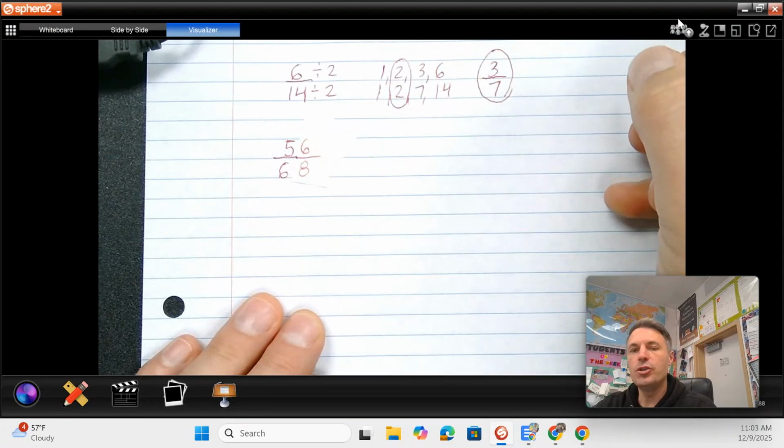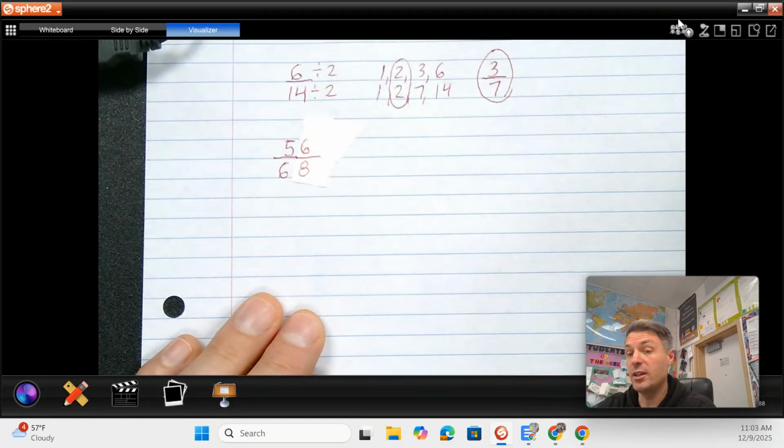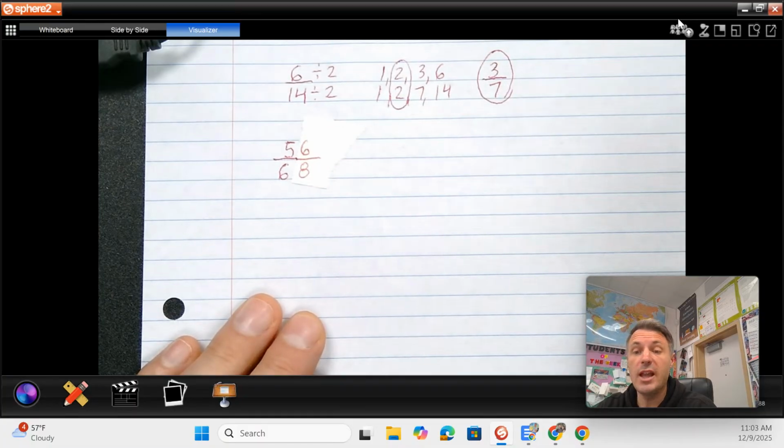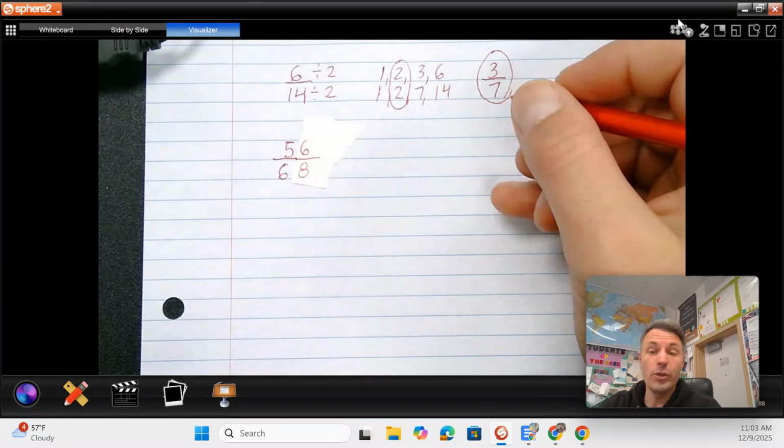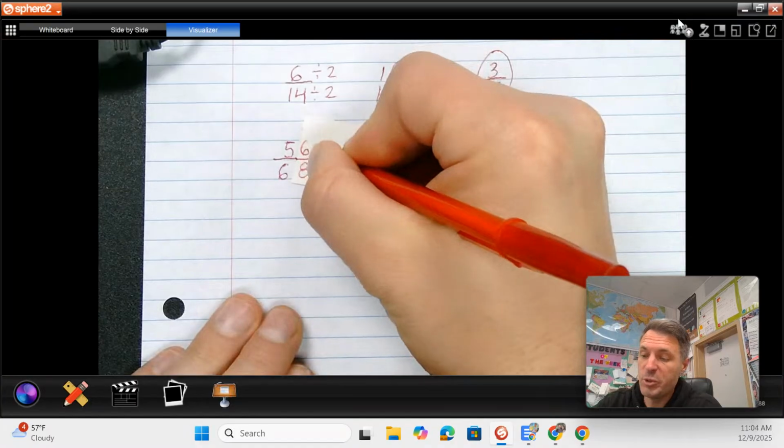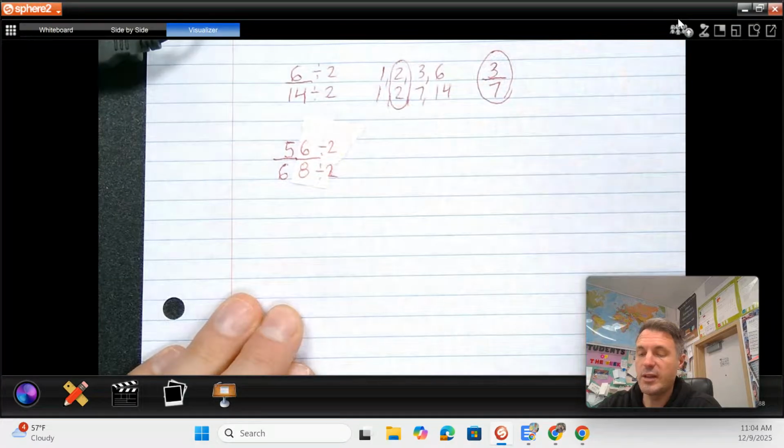Okay? You don't have to actually find the greatest common factor to simplify a fraction. You can use any common factor, and then you'll just have to simplify it more times. Let's say I don't want to find the greatest common factor for 56 and 68. That's hard. Well, you know they're both even numbers, so they're both divisible by 2. So let's divide them both by 2.